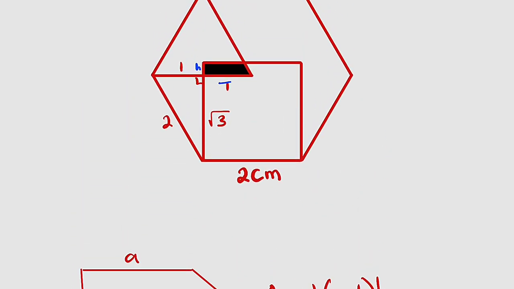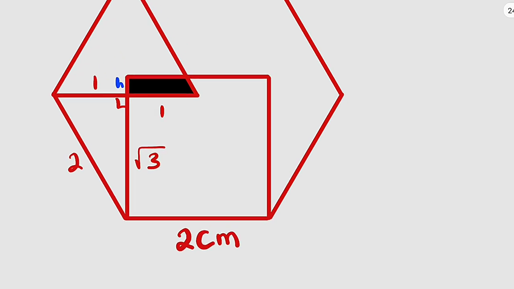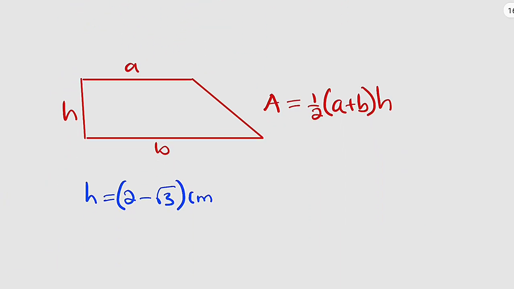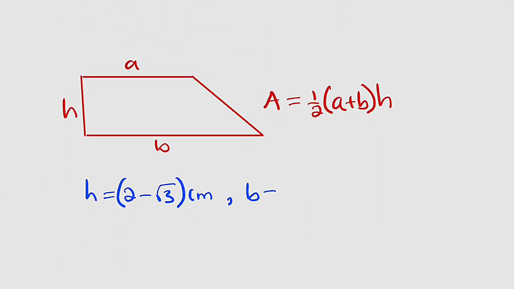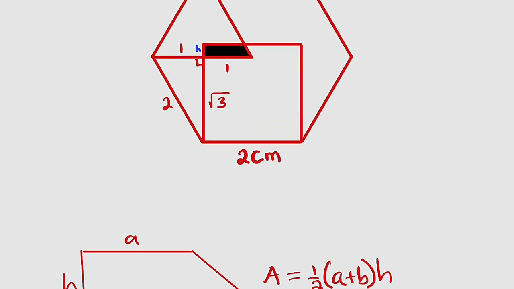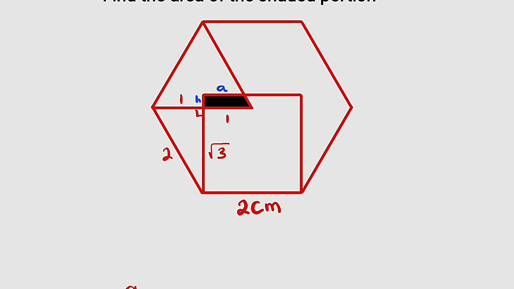Then remember that this is b, right? B is already 1. So let me write it here. B is equal to 1 cm. So what we need to find is A. And this is our A, remember.